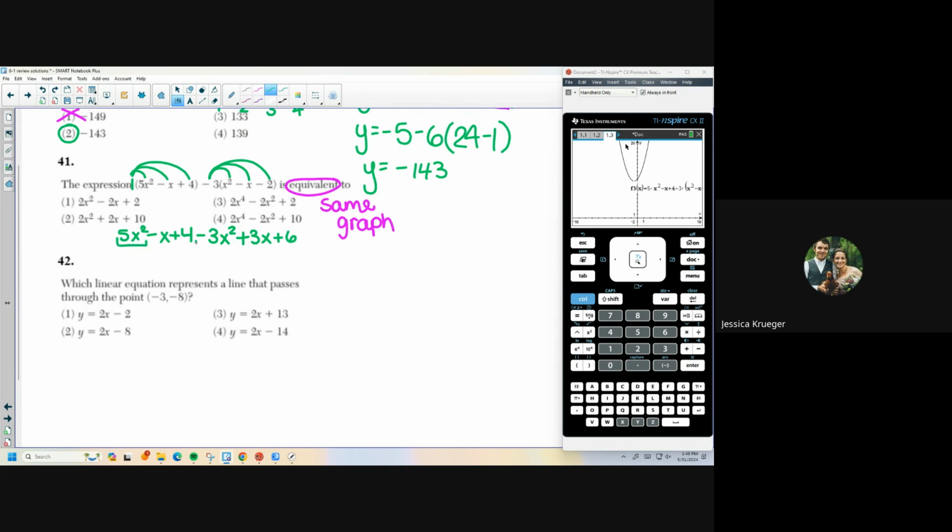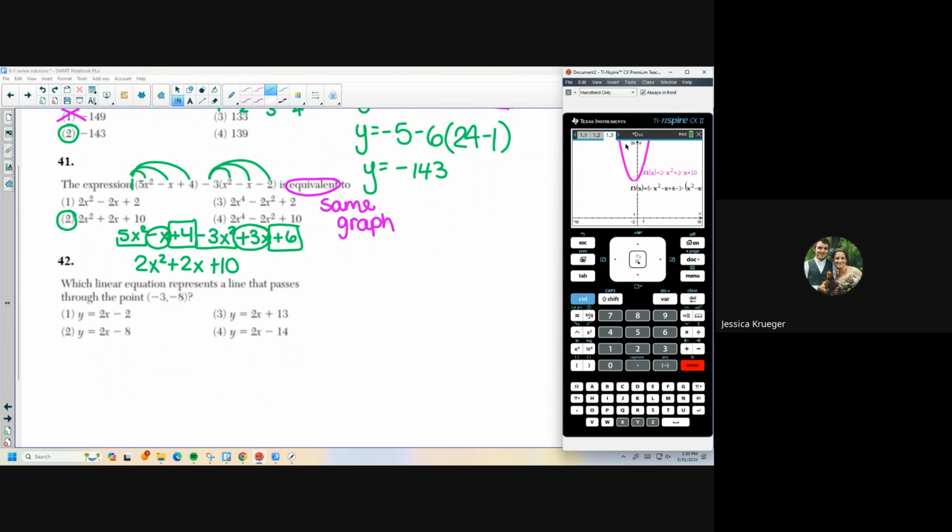Then I can combine my like terms. 5 minus 3 is 2x squared. Negative x plus 3x would be plus 2x. And then 4 plus 6 would be plus 10. So I think it's answer choice 2. I'm going to verify that by graphing it. And I can see it's equivalent. So I feel very good about that.